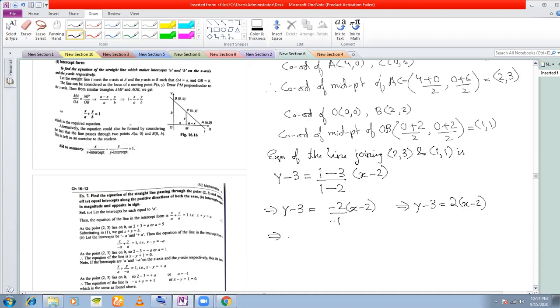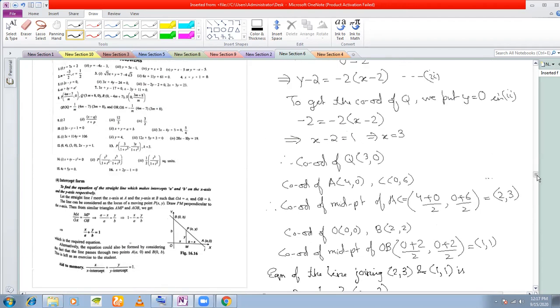So you write it in proper form because they have asked you for the equation. We'll write it in the general form. So you get 2x minus y plus 3 minus 4 is equal to 0. You get 2x minus y minus 1 is equal to 0. This is the required equation that answers the second part of the question.